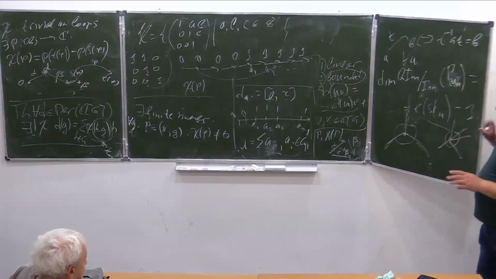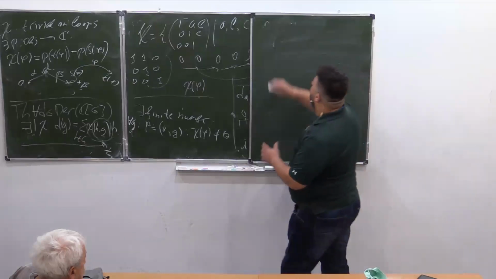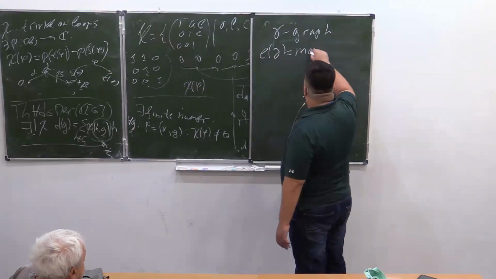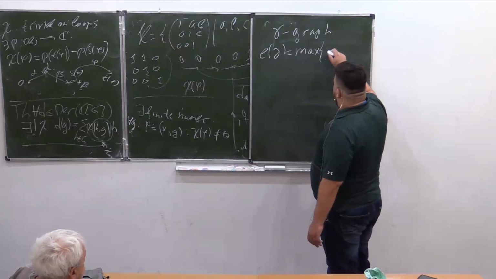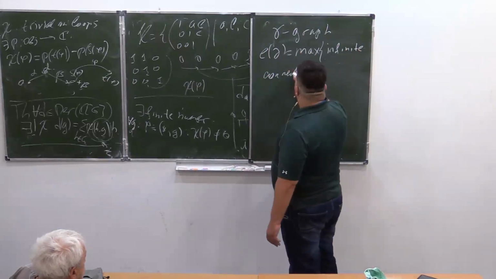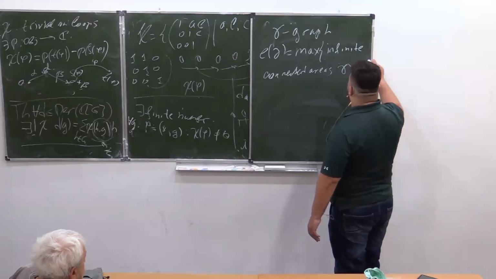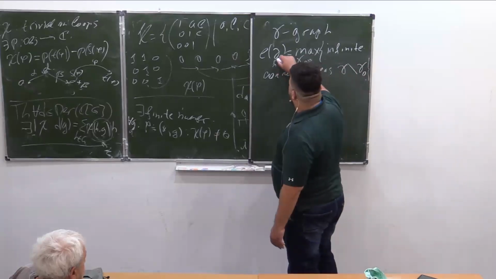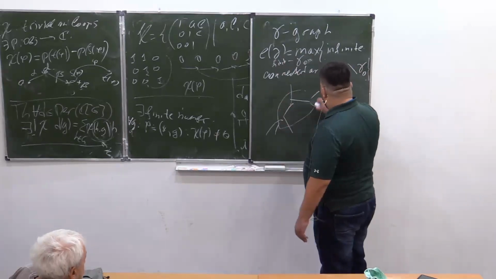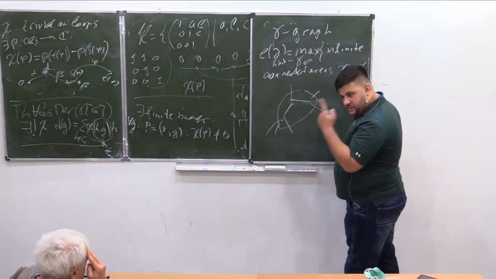Number of ends of the graph. What does that mean? That means the following. If gamma is the graph, then E of gamma is the maximum of infinite connected areas in the graph of gamma without, let's say, gamma 0, maximum over all gamma 0 finite. So that means what? If you have got a graph, you cut out any finite subgraph, and you calculate the number of infinite parts. Just infinite parts you are interested in.